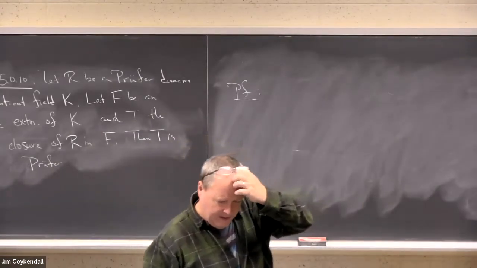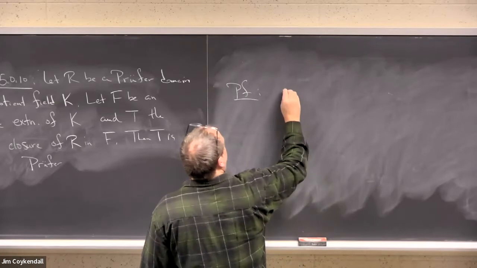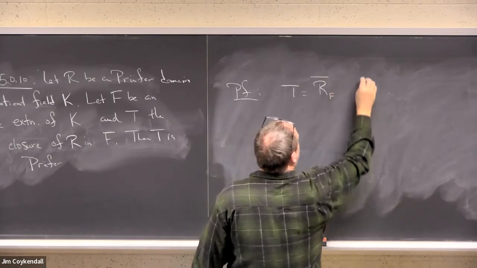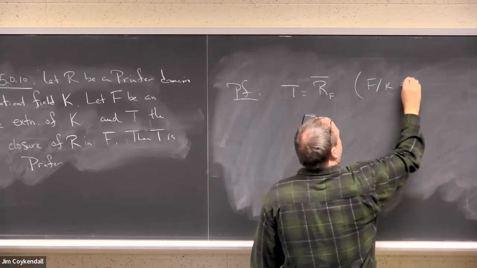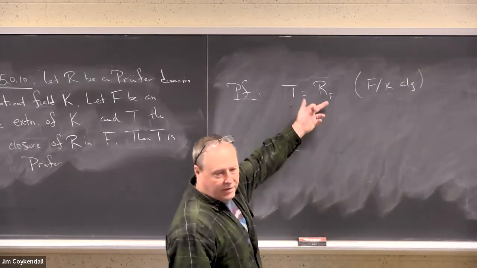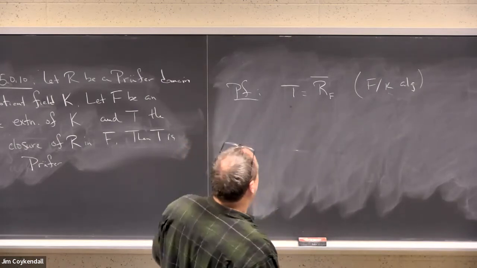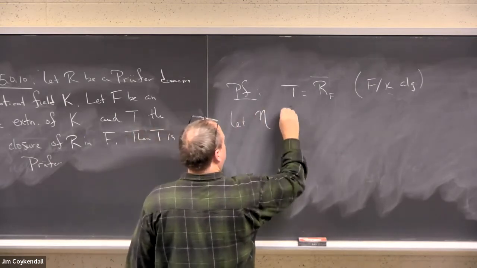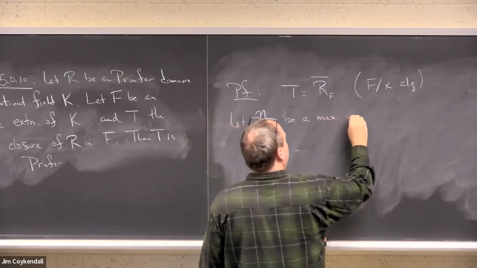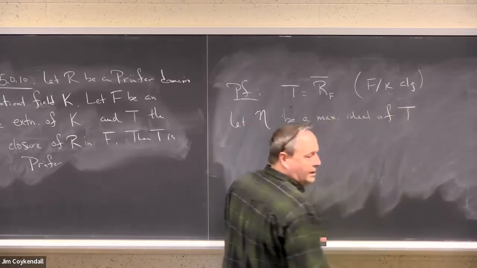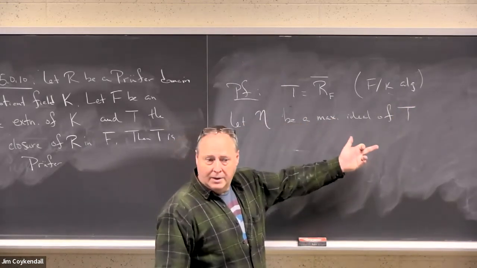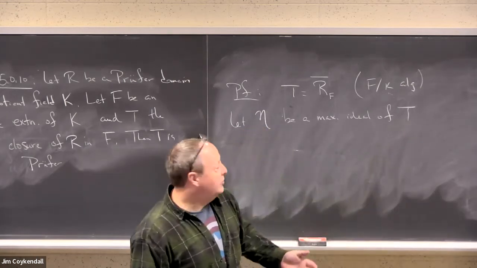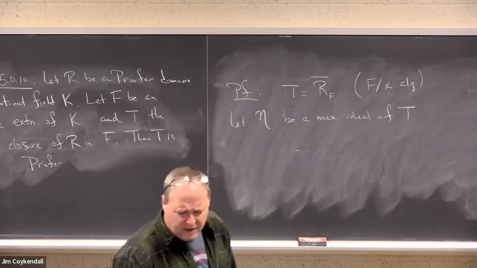So we've got this situation. We have R as Prufer, and T is the integral closure of R in the field F. We want to argue that T is Prufer. So let N be a maximal ideal of T. We need to show that when we localize T at N, it's a valuation domain. Then we'll be very happy because T will be Prufer. So the strategy is we just want to show that when we localize at the maximal ideal, we get a valuation domain.